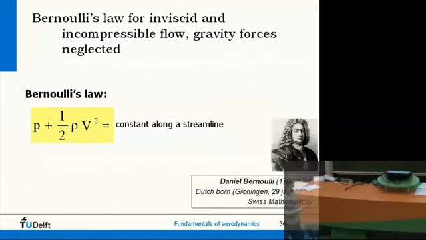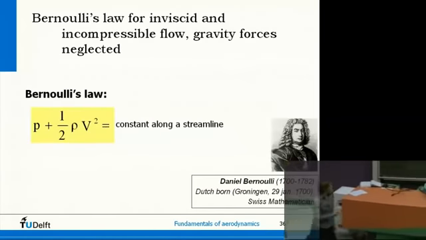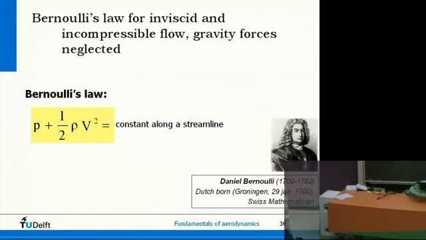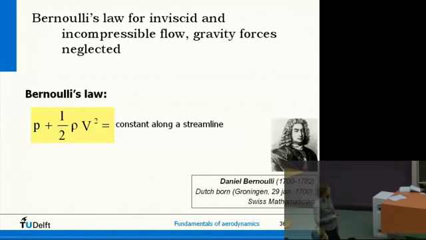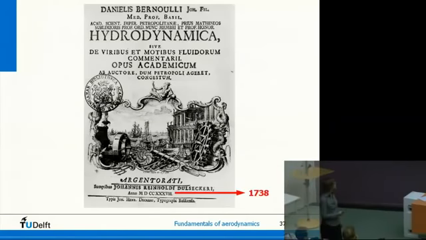And this is the equation, what do you call it? Found by Daniel Bernoulli, Swiss. Yes, he's a Swiss mathematician, but lived in the Netherlands for a short while. And that's his book.